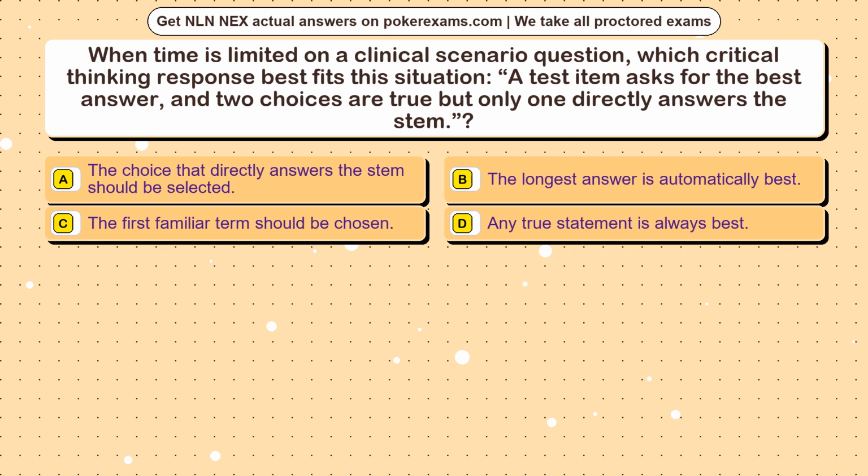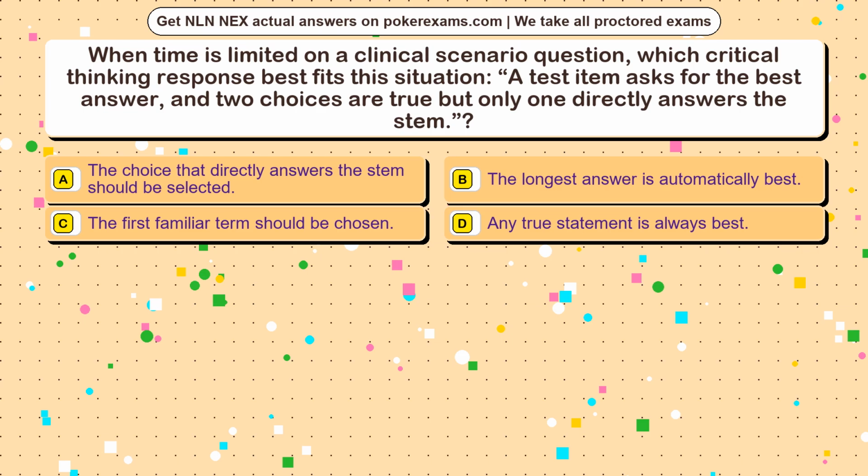Question 5. When time is limited on a clinical scenario question, which critical thinking response best fits this situation? A test item asks for the best answer, and two choices are true but only one directly answers the stem. Option A. The choice that directly answers the stem should be selected. Option B. The longest answer is automatically best. Option C. The first familiar term should be chosen. Option D. Any true statement is always best.